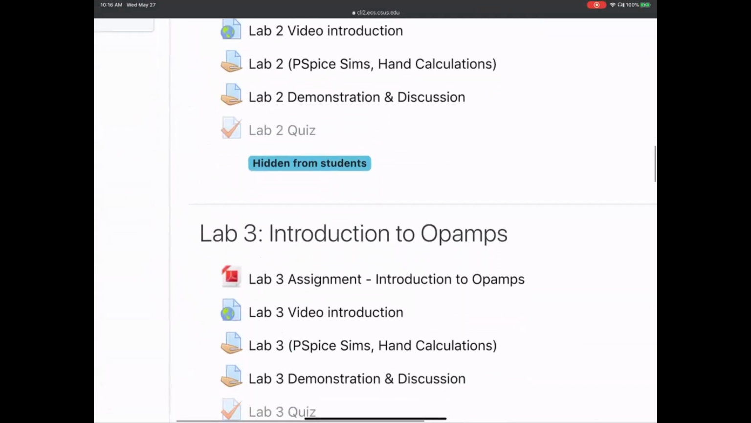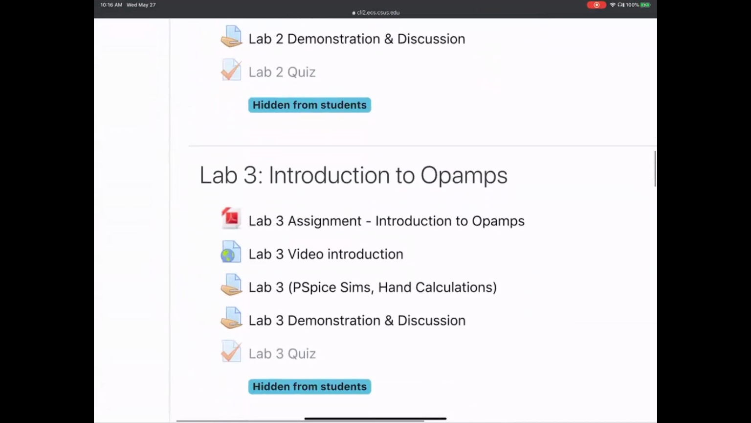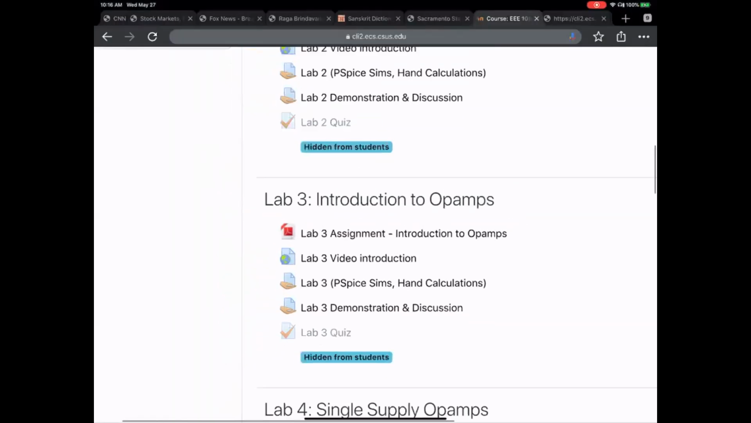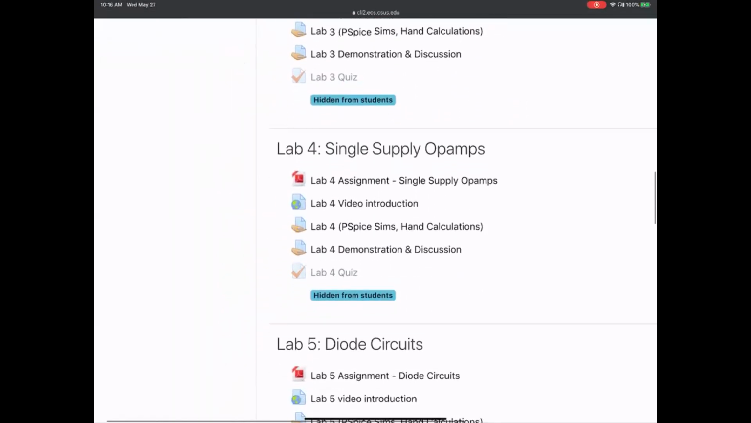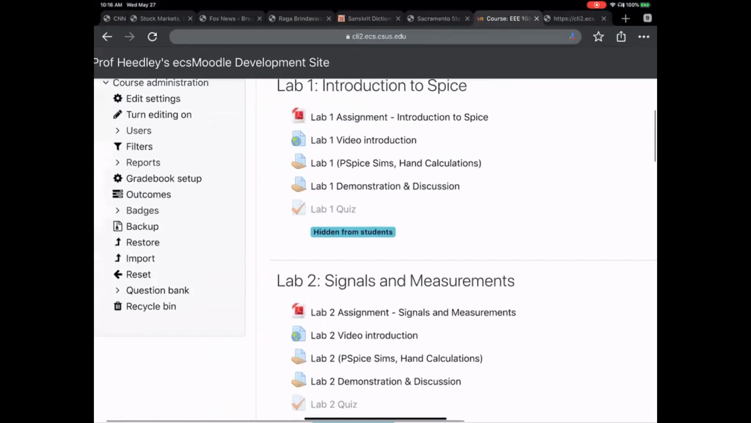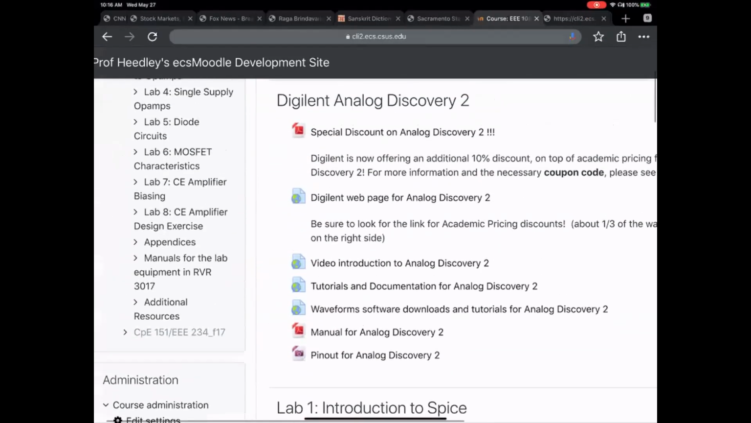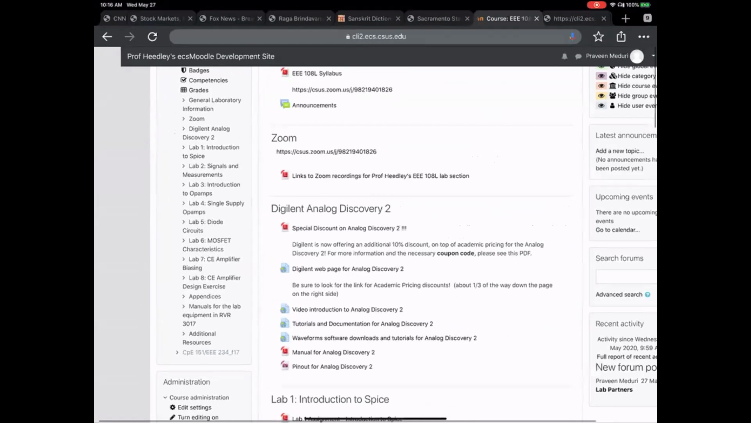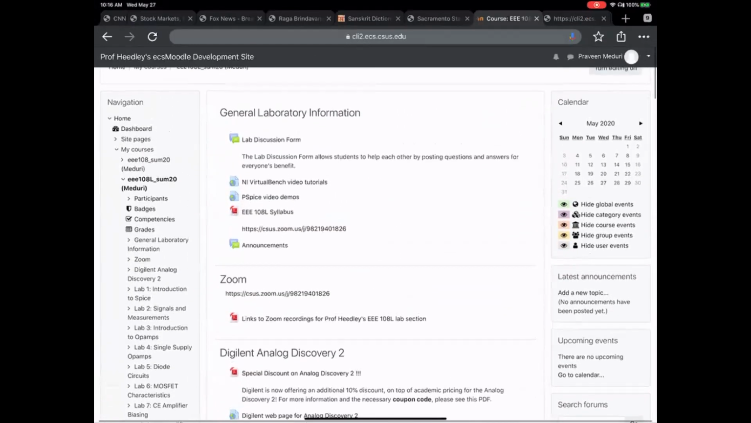Now, in a regular semester, there were lab quizzes as well, but I disabled the quizzes. There are only two components for the lab. You have to do the pre-lab and you have to do the demonstration. No report or no quizzes. That said, in addition to this, there are a lot of additional resources provided for you.